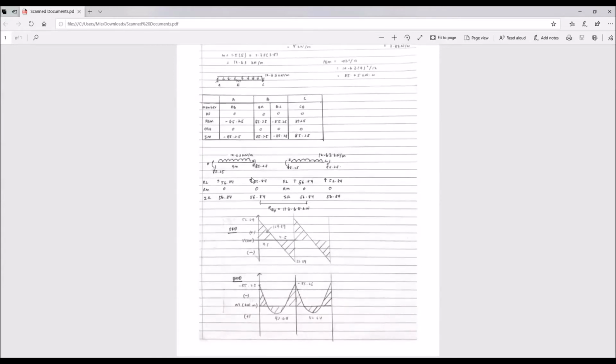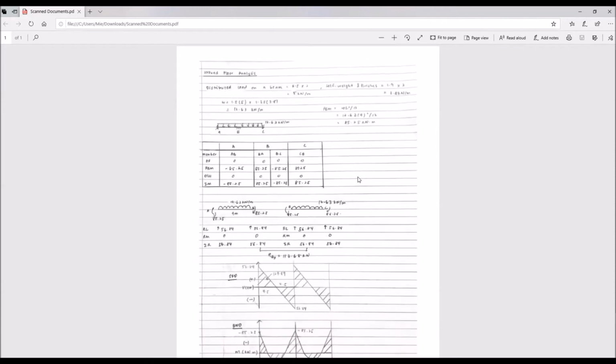We calculate all of this, RL and RM, so we get the reaction at each member, and we plot it so we can compare the manual calculation and the 3D calculation. That's how we calculate the frame analysis.